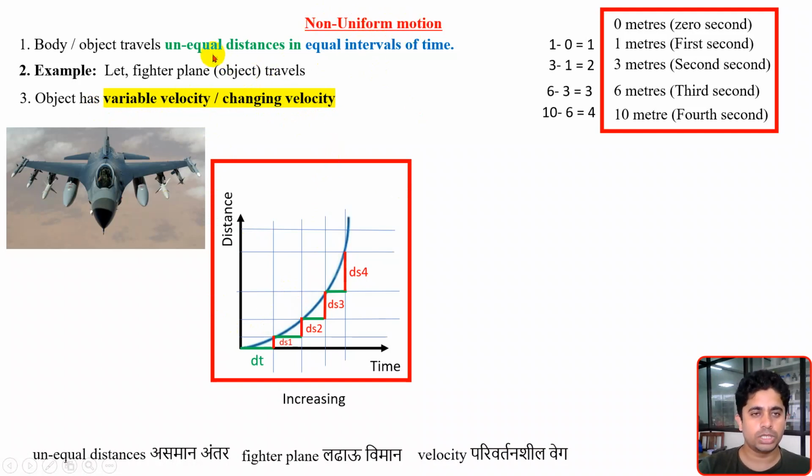In case of uniform motion, the object will travel equal distances in equal intervals of time. But in case of non-uniform motion, the object will travel unequal distances in equal intervals of time. That is the big difference between uniform motion and non-uniform motion. Here we have discussed increasing non-uniform motion. In the next video, we will discuss decreasing non-uniform motion. Thank you.